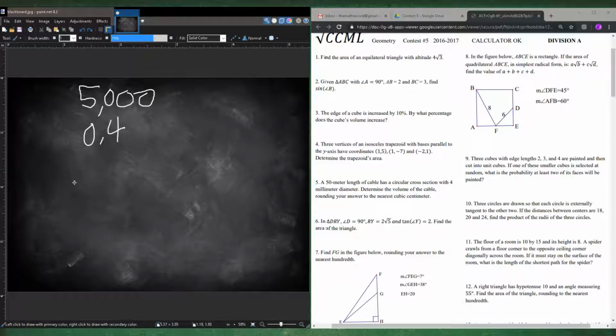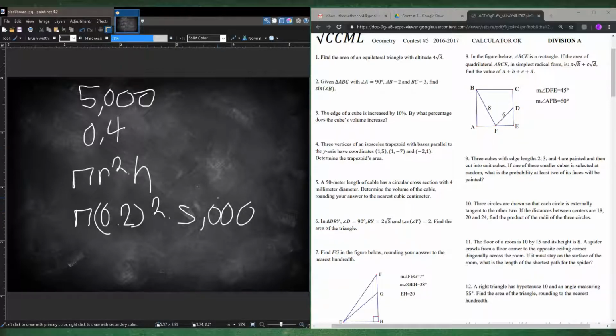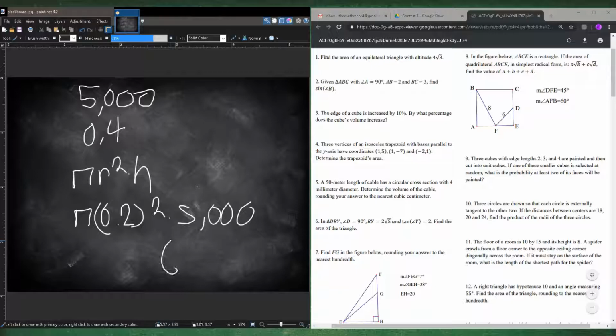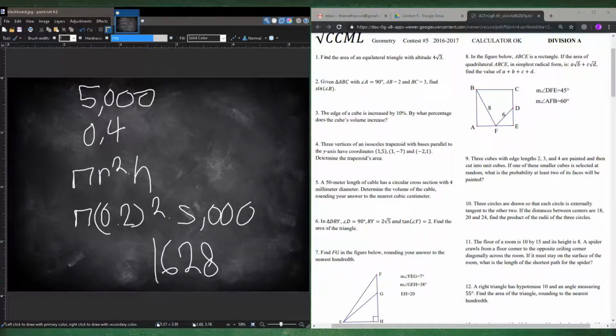So the volume of a cylinder is pi radius squared times height. Since this is the diameter, you can divide by 2 to get the radius, 0.2. So pi times 0.2 squared times the height, which is 5,000. Using your calculator, 0.2 squared times 5,000 times pi would get you 628, rounded to the nearest centimeter, which basically just means getting the integer part.